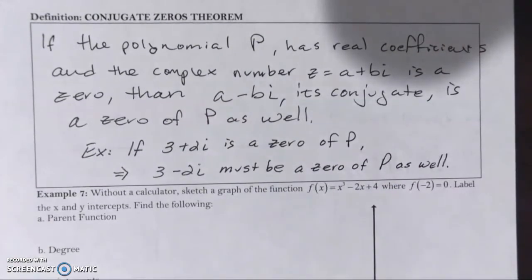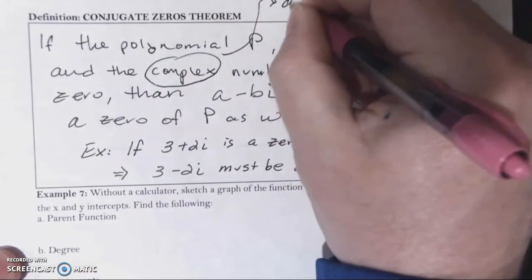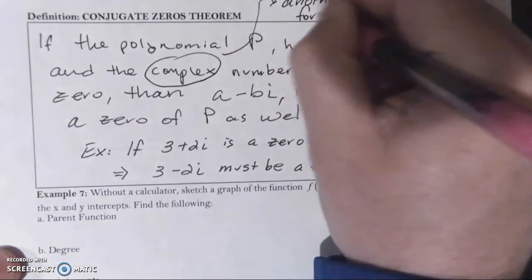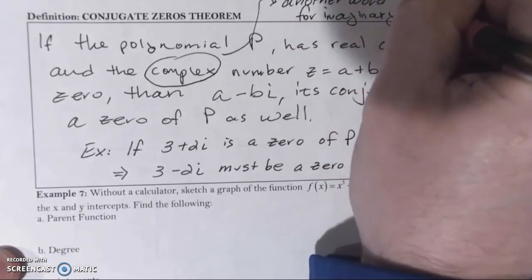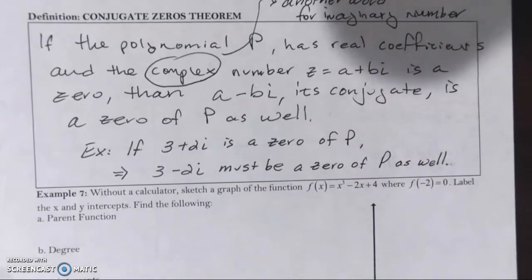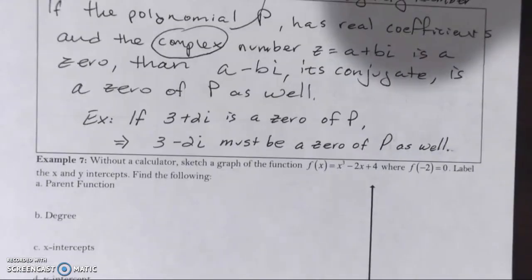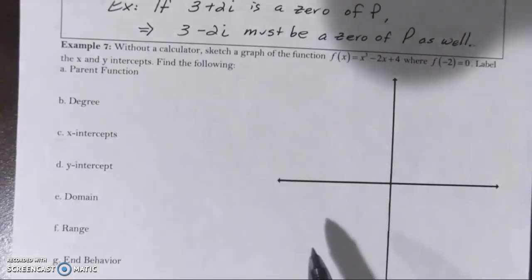Okay? So anytime there is one complex 0, now complex is another word for an imaginary number. All right. So I know, like I said, we kind of went a little bit out of order here. So we'll attack example 6 and 7 when we get back to part 4 of the notes.